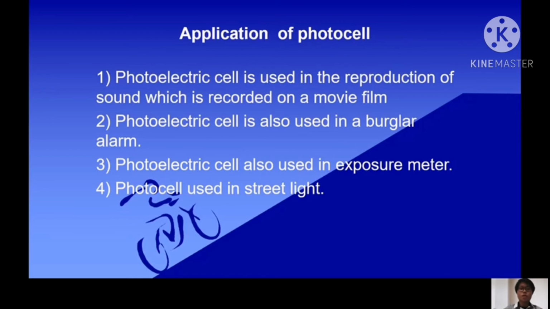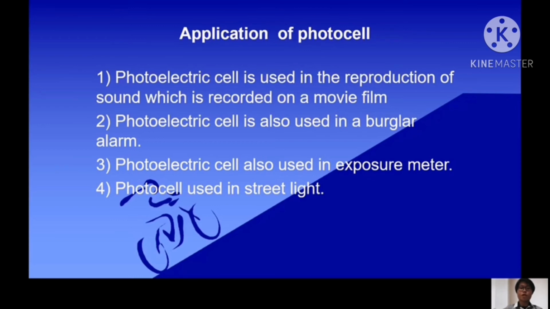The exposure meter is a device attached to the camera which decides the exposure of the film. The exposure meter consists of a photoelectric cell with a sensitive millimeter and battery connected in series to it. The photoelectric current produced in the cell is directly proportional to the intensity of light.